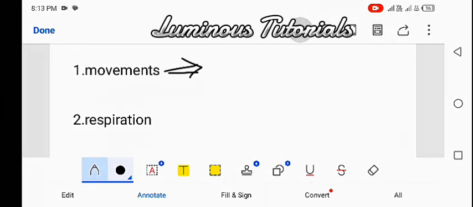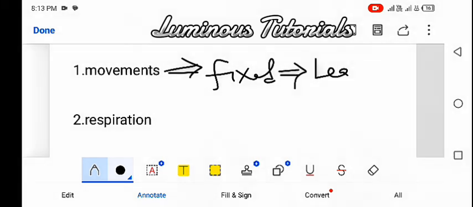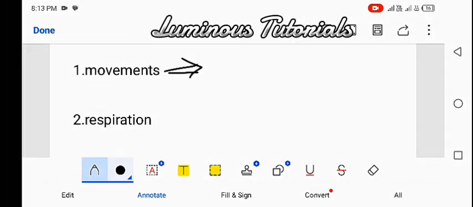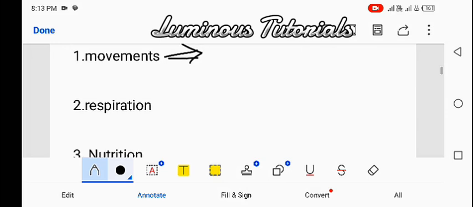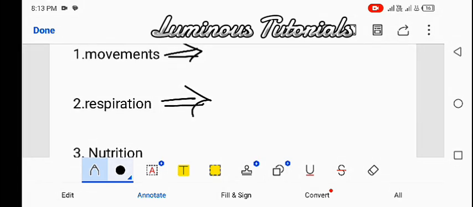And the movement is different. Some organisms move only parts of their body. We call that fixed movement. You see that in plants, where only the leaves and the stems move. But other organisms have unlimited movement. They can move all parts of their body. Am I communicating? Now, the next thing we'll talk about is respiration.